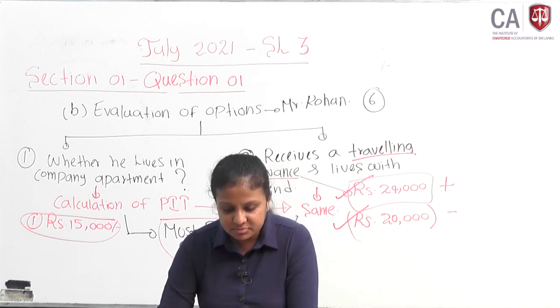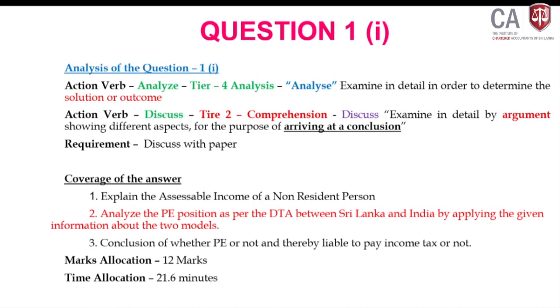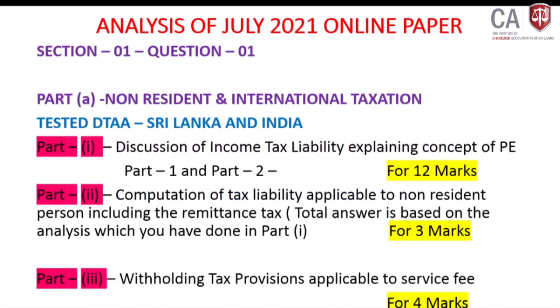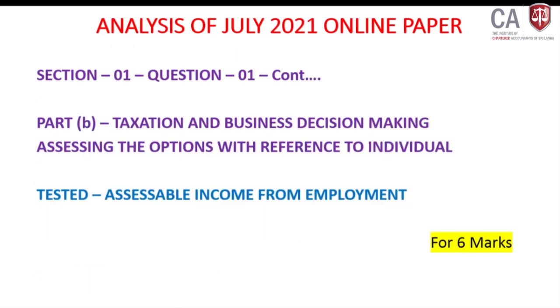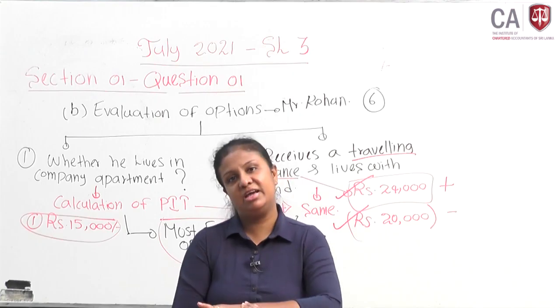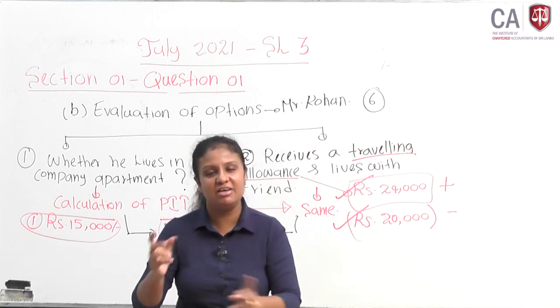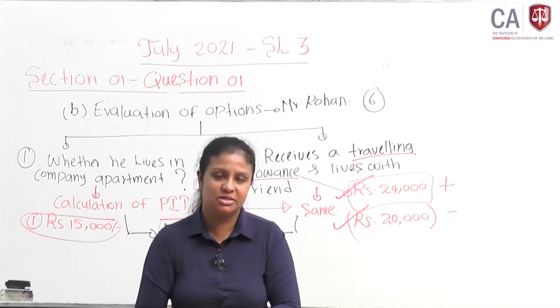Okay? Then let me again go to the PPT. Here we go. This is the end of the discussion of section 1, question 1, all three parts of part A and part B, the 6 marks question we have discussed. Please go through these areas and prepare for your examination. I will meet you again with the discussion of question 3.